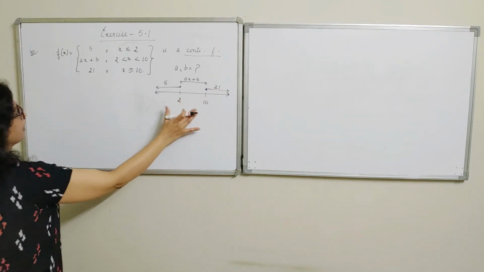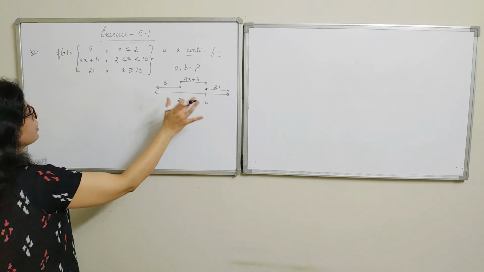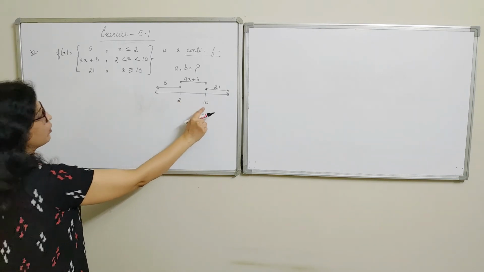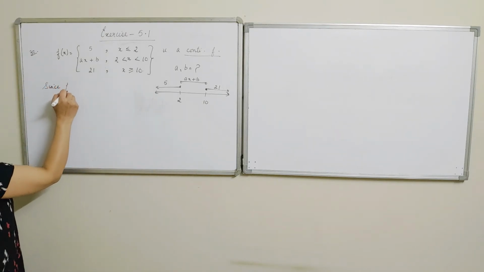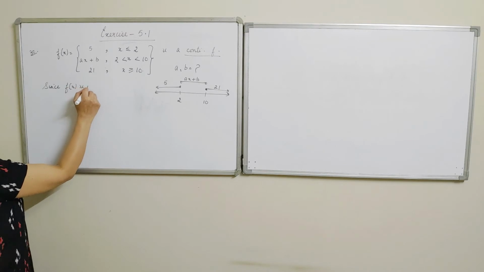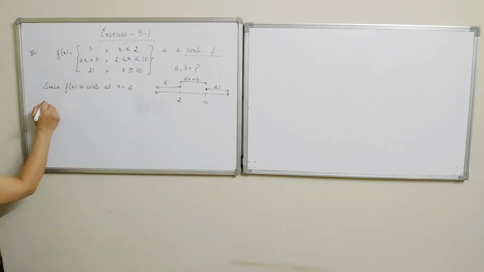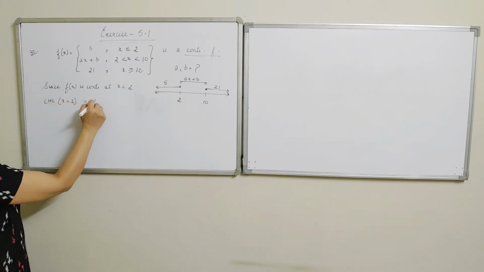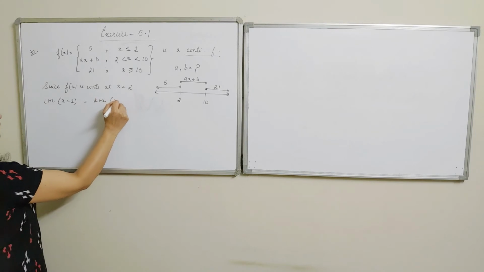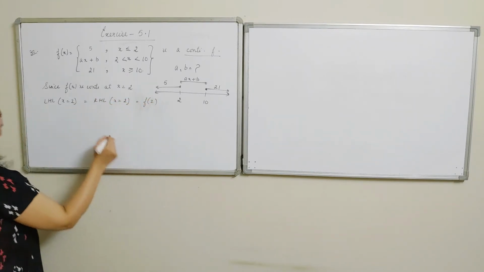This is how we will see the domain, and since the function is defined at the points 2 and 5, we know the function is continuous at 2 and continuous at 10. So let's start with this. Since f(x) is continuous at x equal to 2, the left hand limit at x equal to 2 should be equal to the right hand limit at x equal to 2, and this should be equal to f(2).